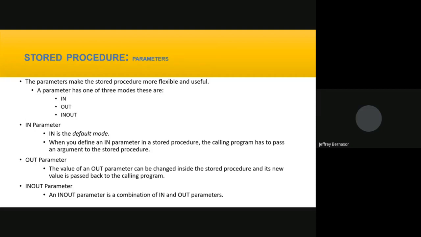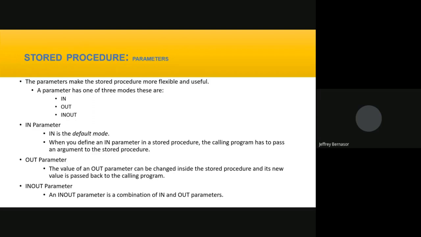So in parameter, in is the default mode. When you define an in parameter in a stored procedure, the calling program has to pass an argument to the stored procedure. In addition, the value of an in parameter is protected. It means that even if the value of the in parameter is changed inside the stored procedure, its original value is retained after the stored procedure ends. In other words, the stored procedure only works on a copy of the in parameter.